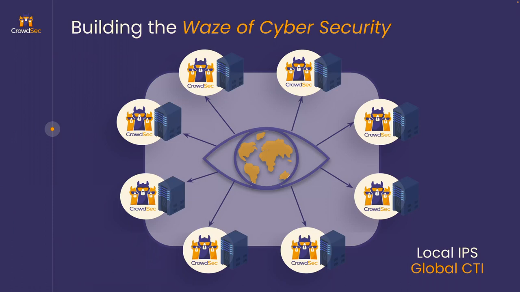So basically, in trying to explain how CrowdSec works, I usually compare it with Waze and call it the Waze of cybersecurity. If you don't know what Waze is, it's a GPS app on your phone that shares information about your travel, how fast you're going, where there are queues and where the holes in the roads are and stuff like that. And it shares that with all the other Waze users so that everybody, hopefully, avoids all that stuff.